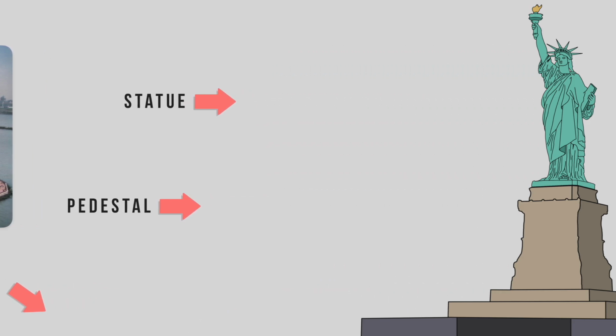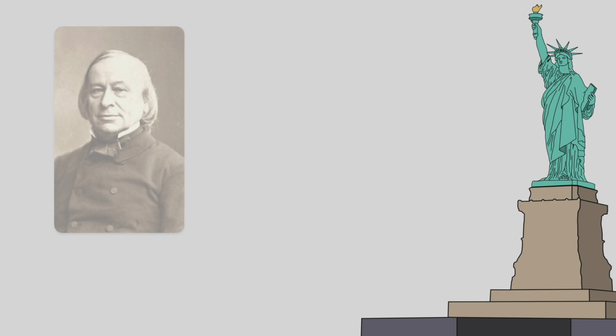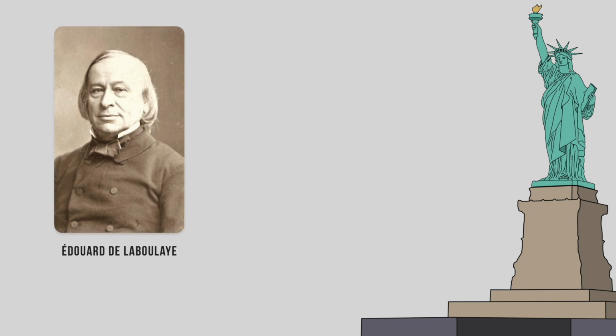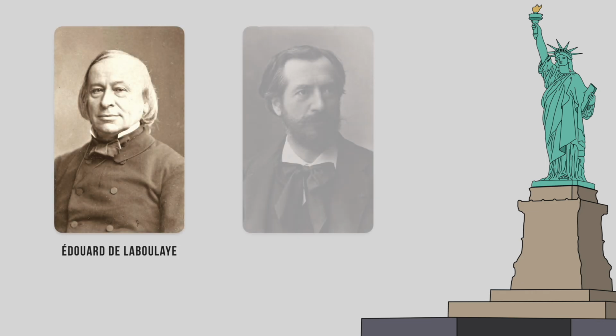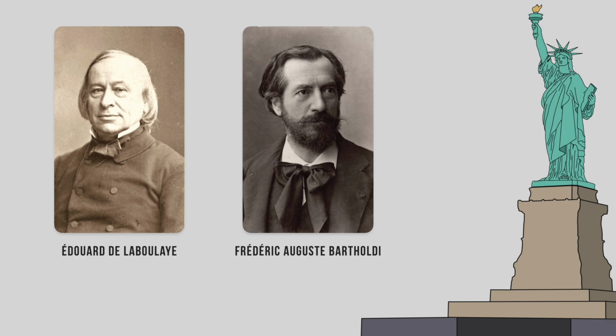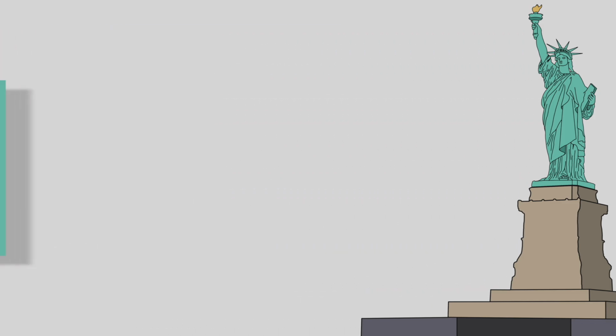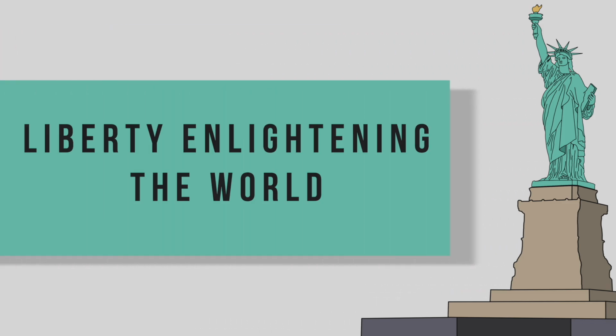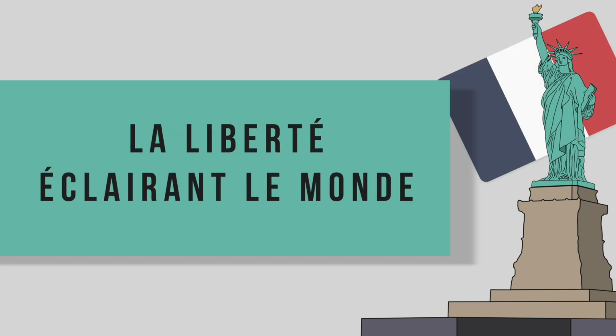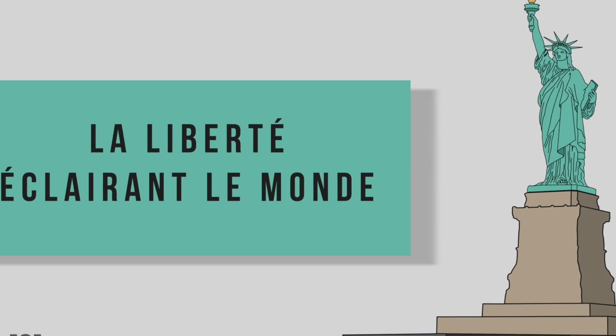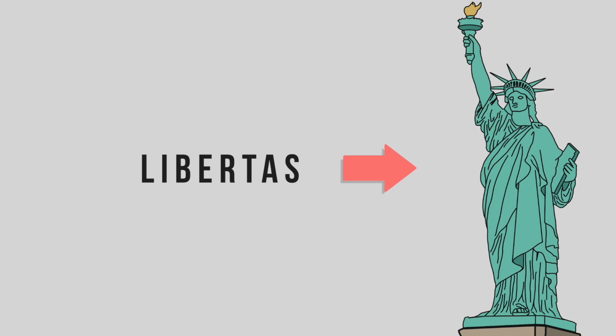The statue was conceived by French political thinker and prominent abolitionist Edouard de la Boulaye and designed by French sculptor Frédéric Bartholdi. The actual full name isn't the Statue of Liberty, it's Liberty Enlightening the World, or in French, La Liberté éclairant le monde. Personified as a woman, Liberty is represented in the sculpture as the Roman goddess of liberty, Libertas. Now, Libertas was associated with the freedom of slaves in the Roman pantheon.